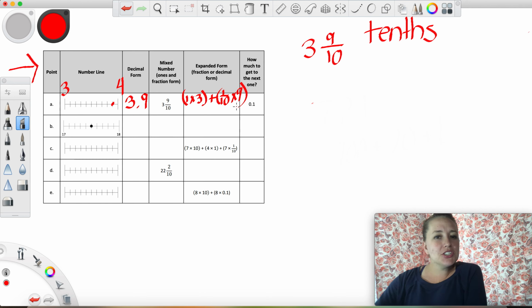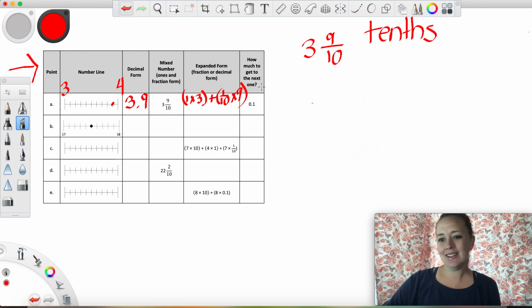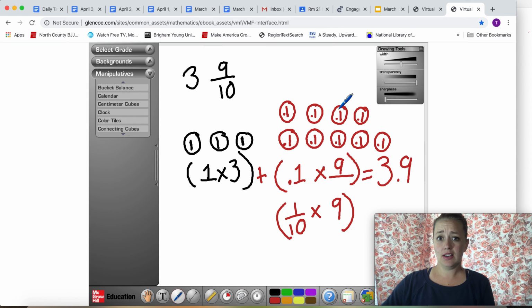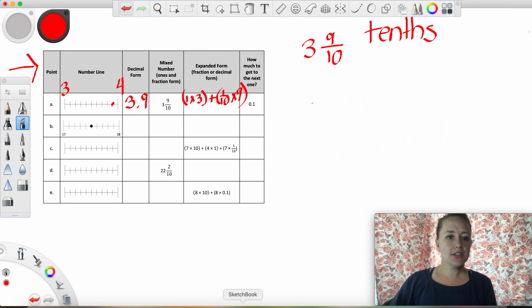And then the last question is, how much do you need to get to 1? Now this, I gave you the answer. You need 1/10. You need to go one more step to get to the next one. And you can even see it right here. In order to get 10 of these, and 10 gives you 1 whole, you would just need to put in 1/10.